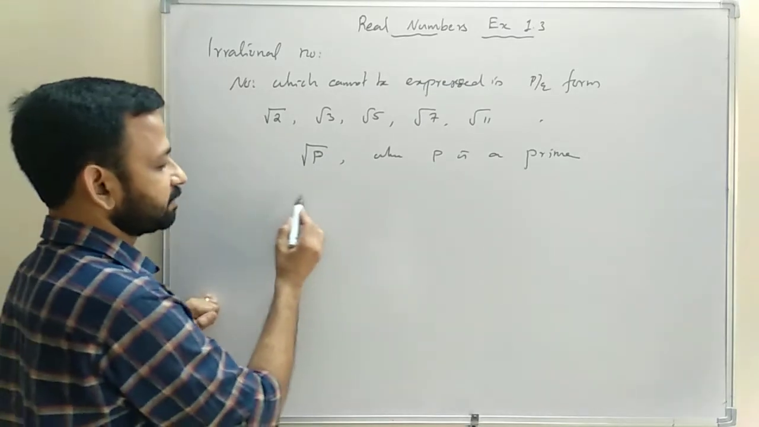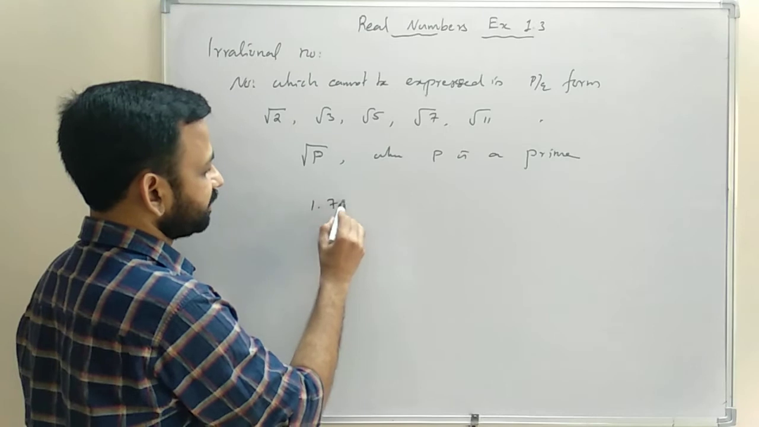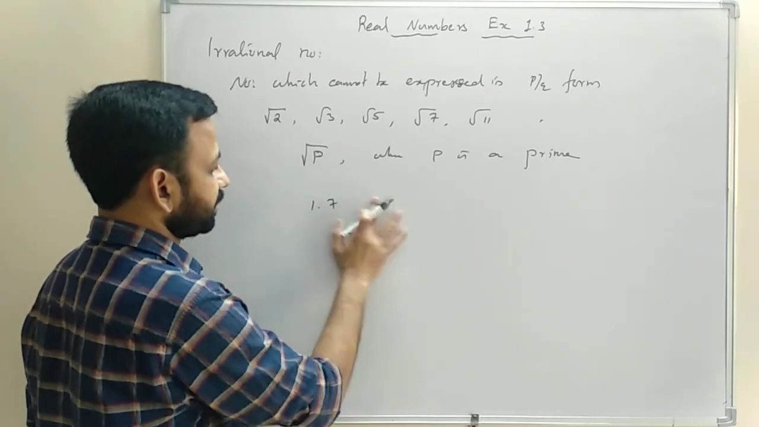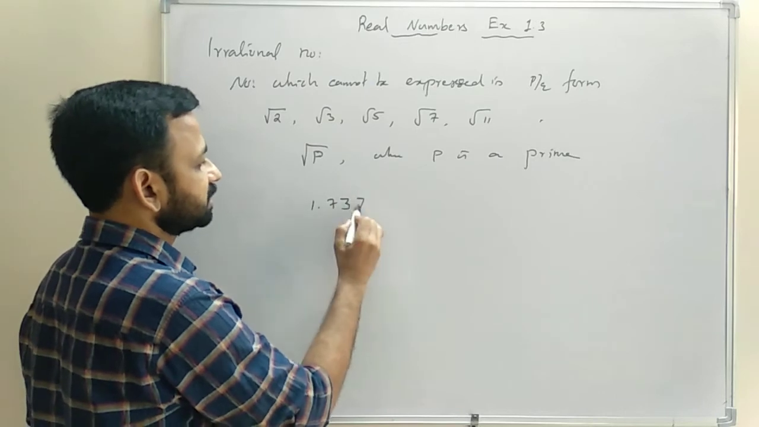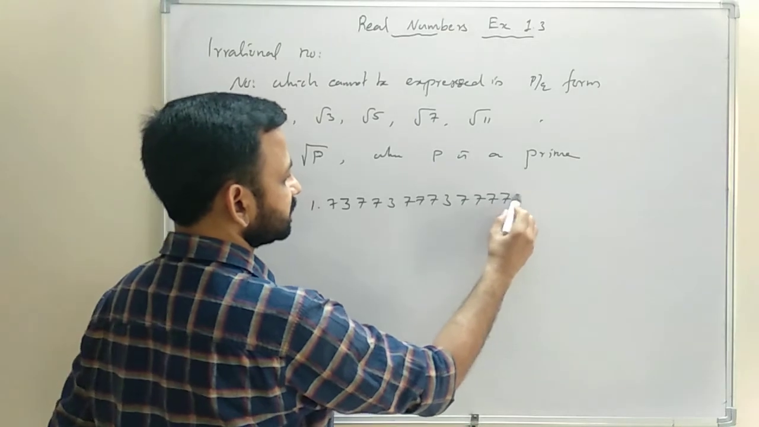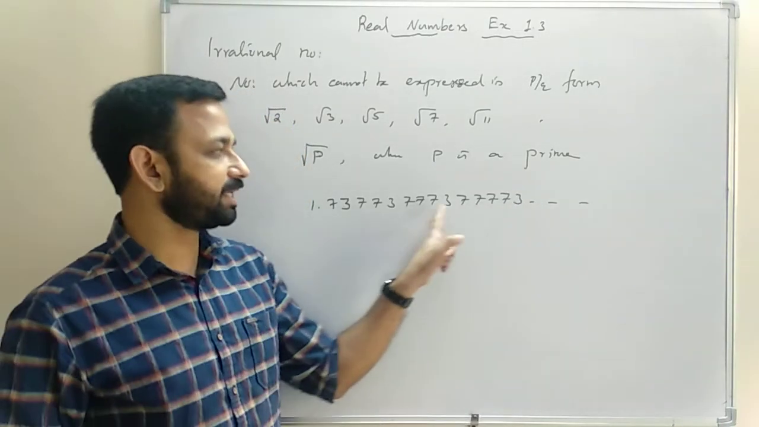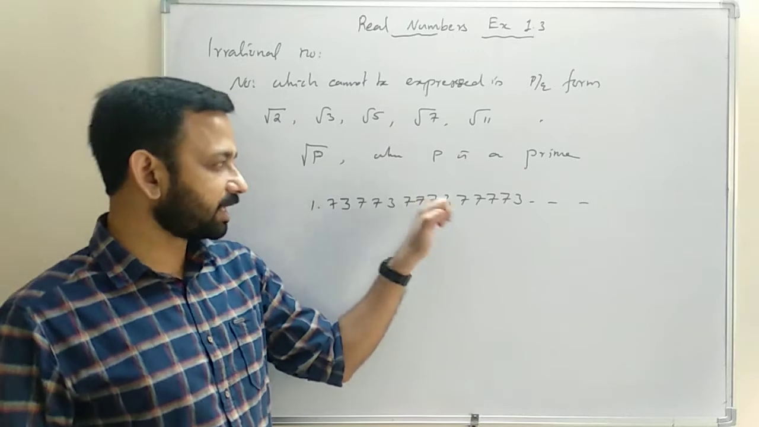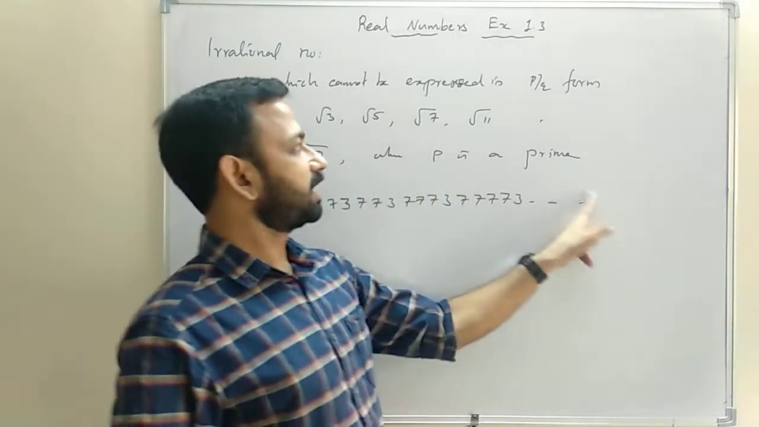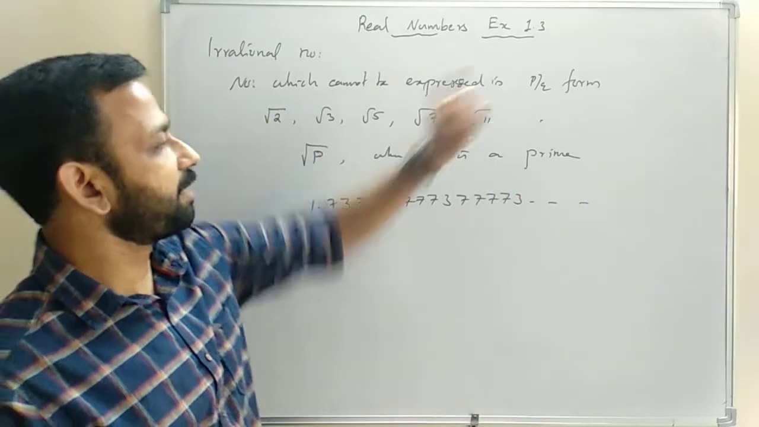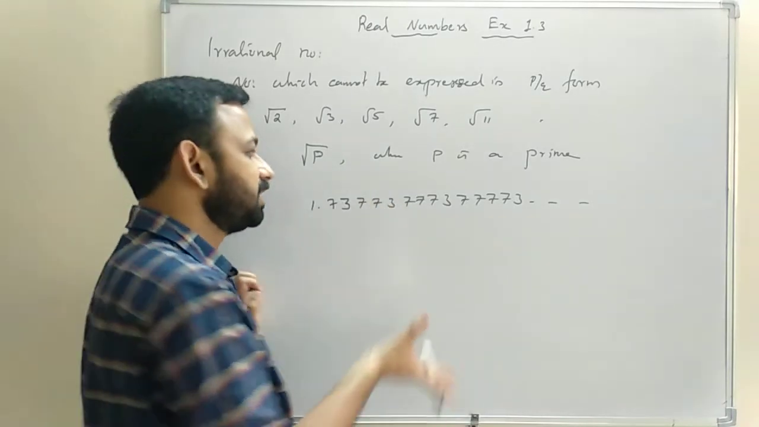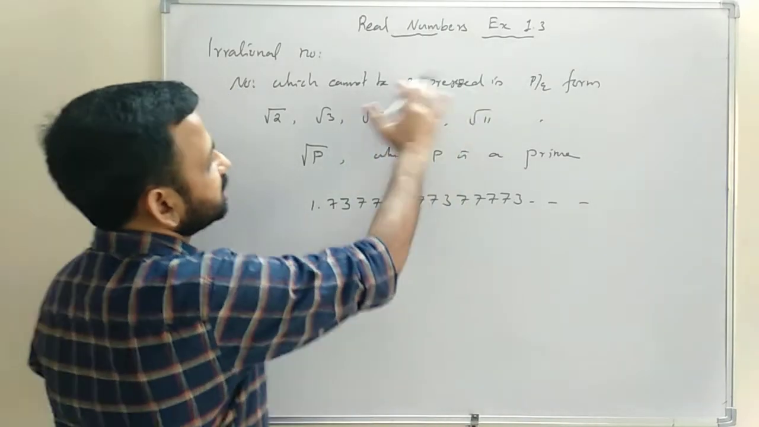Non-terminating, non-repeating decimal. Example: 1.7314, 1.73773777377773, etc. So this is a non-terminating, non-repeating decimal. We cannot convert this decimal into p by q form. So this is an irrational number because it cannot be expressed in p by q form. So non-terminating, non-repeating decimals are irrational numbers.